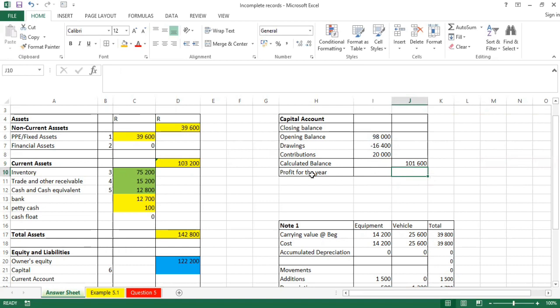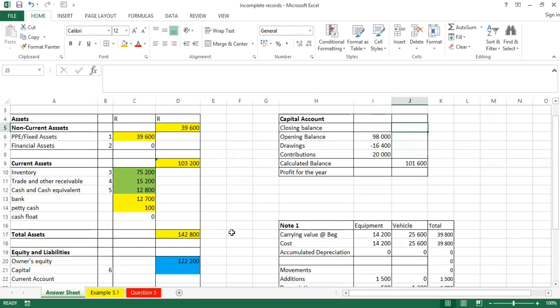And then we're looking for our profit for the year. In order to get your profit for the year, you have to say the closing balance minus the calculated balance. So now let's get our closing balance. How do we get our closing balance? To get our opening balance, we said our assets minus our liabilities. So same thing with our closing balance. We're saying assets minus liabilities, but in this case, our assets and liabilities at the end.